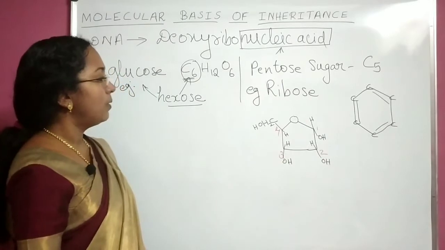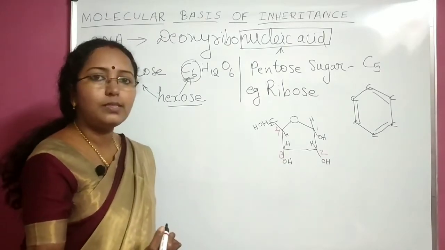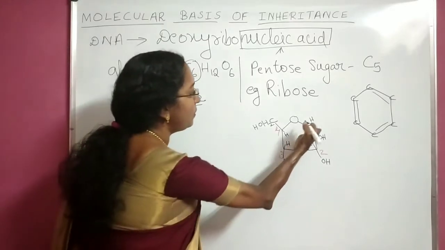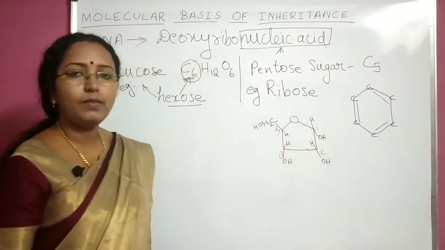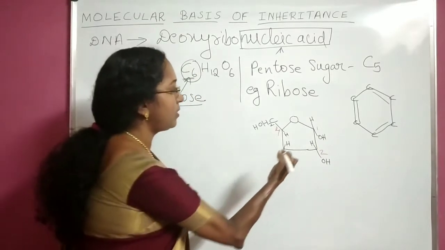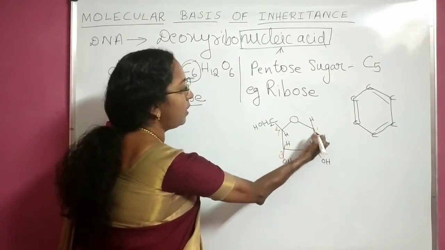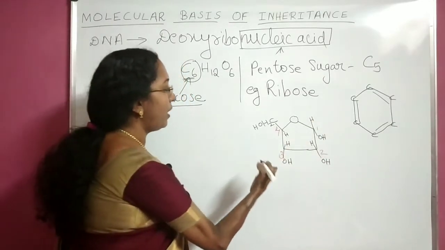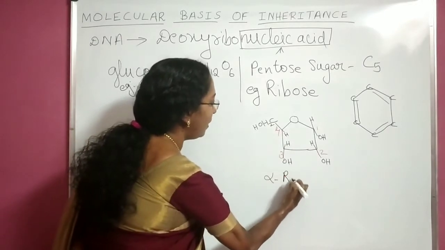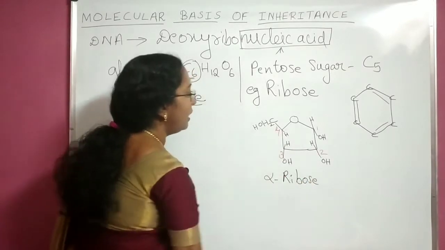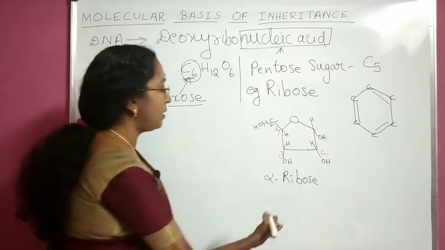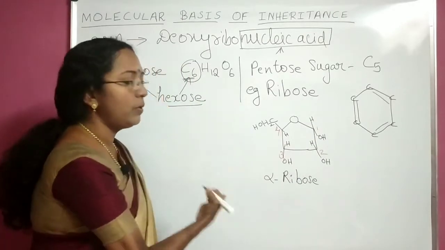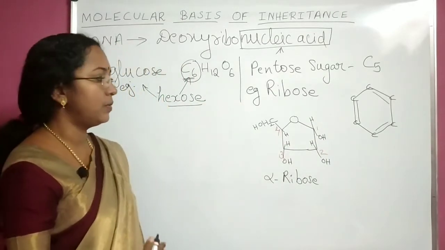Now, I'll take your attention towards another aspect of this particular structure. Look at the arrangement of H and OH here. Concentrate on the first carbon alone. In the first carbon, H is above and OH is below. This kind of ribose, you call the alpha ribose. How do you understand? Let's look at the first carbon. If H is above and OH is below, you call it alpha ribose.